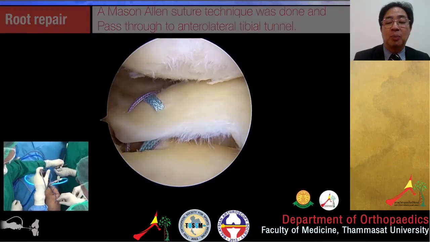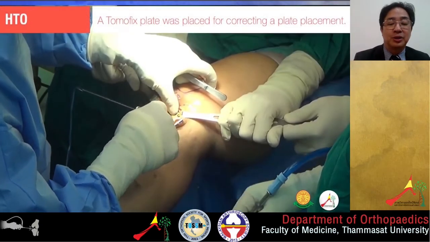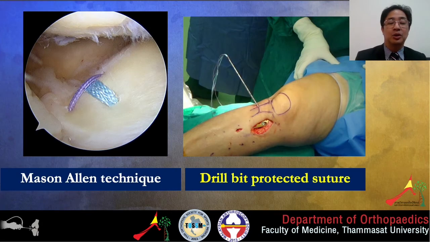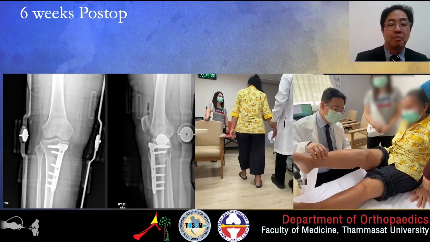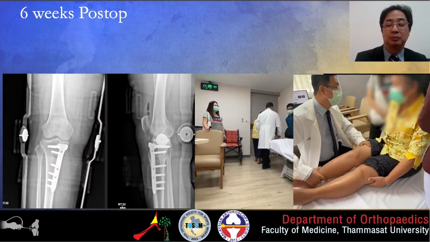First, I did arthroscopic meniscus root repair with Mason-Allen fashions, followed by HTO. How to save my suture repair from HTO saw blade and chisel. I use the endo button drill bit to protect my suture all the time during the HTO. 6 weeks after the surgery, the patient doing very well.